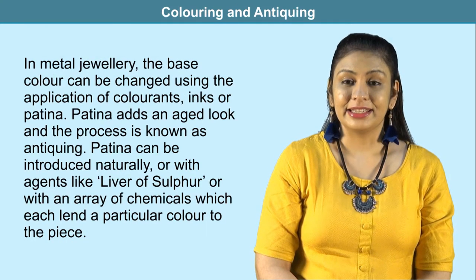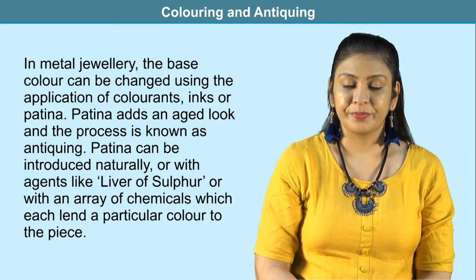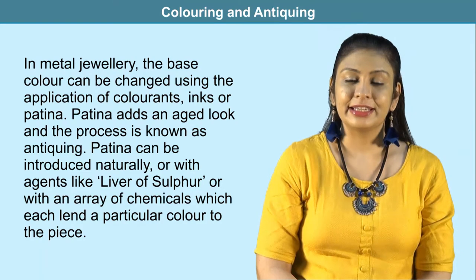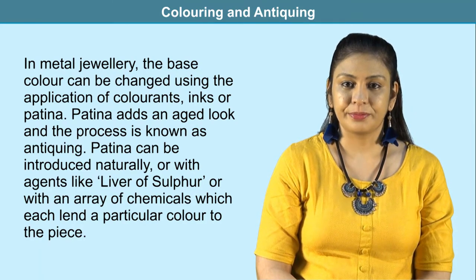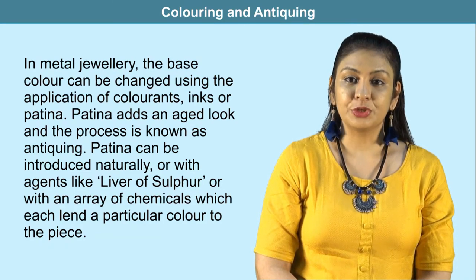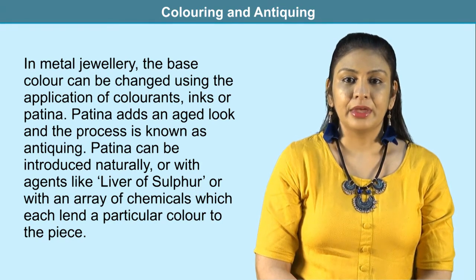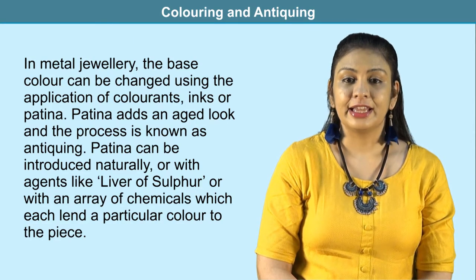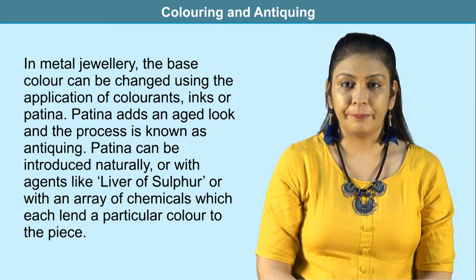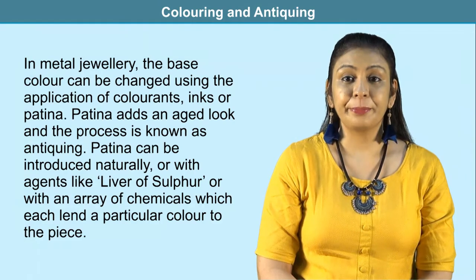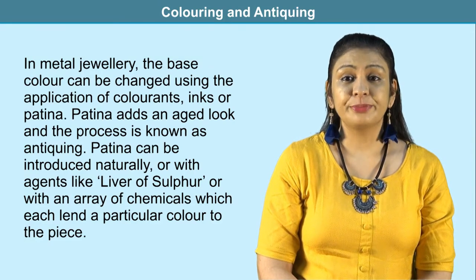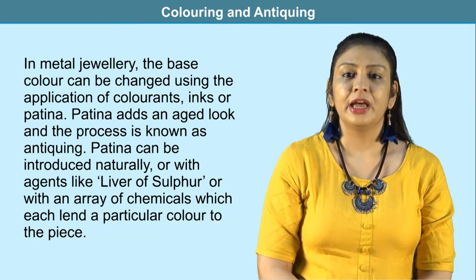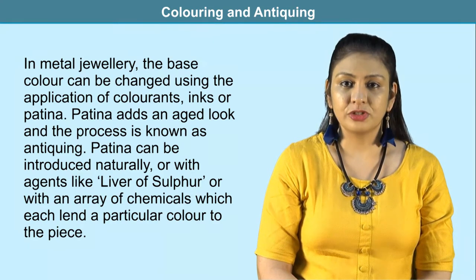Color in metal is an exciting concept. Therefore, the next technique that we are going to look at is coloring and antiquing. In metal jewelry, the base color can be changed using the application of colorants like inks or patina. Swegelin paste and vintage patina inks are two of the most commonly used colorants in the costume jewelry industry.